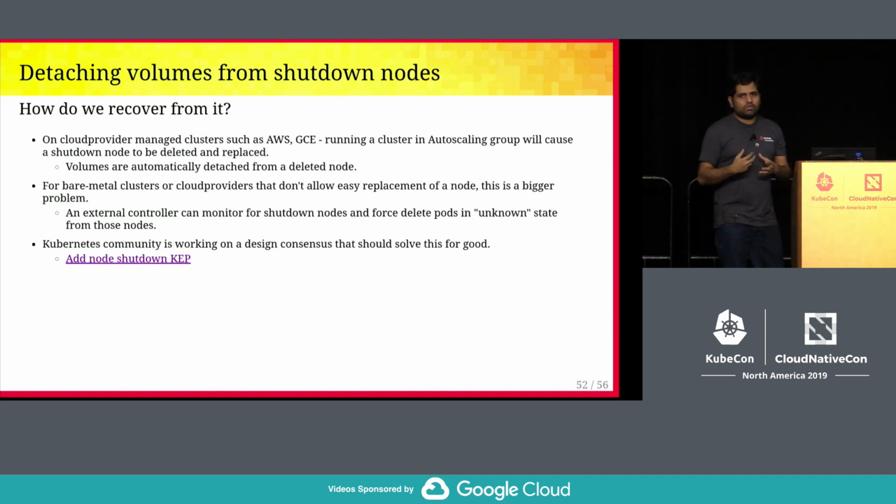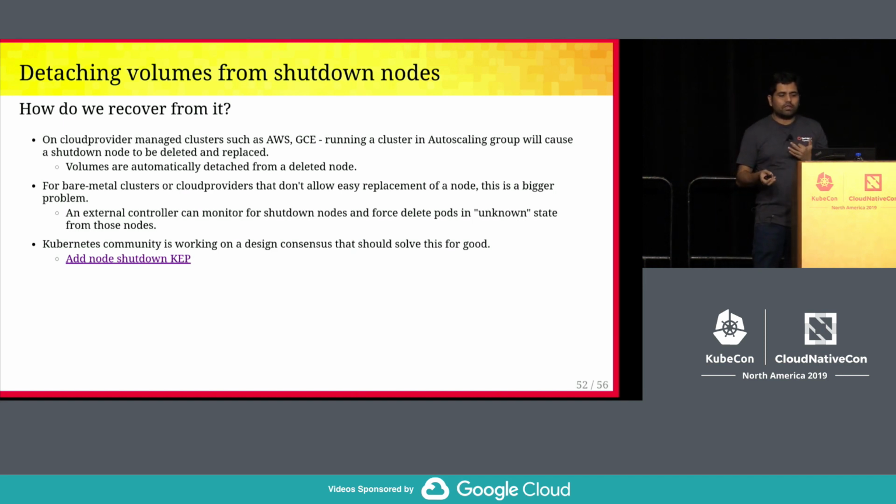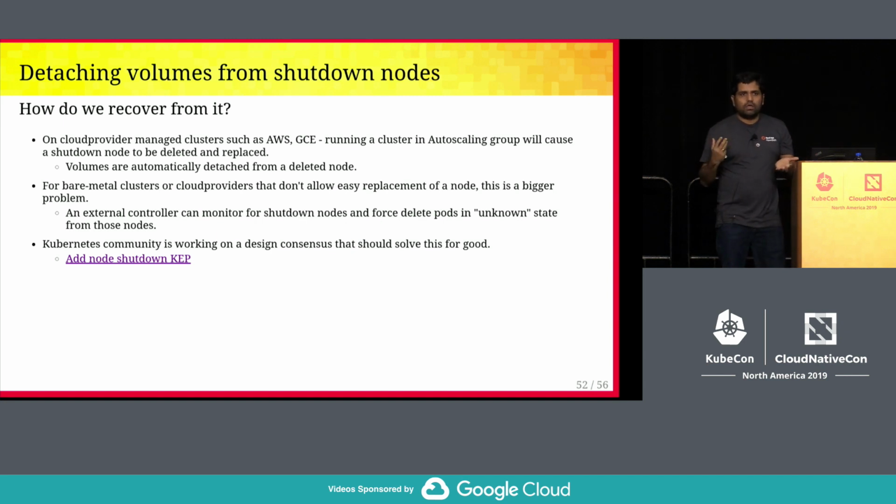So our current solution is to write an external controller that can monitor for shutdown nodes. If you have noticed, the shutdown nodes generally have a shutdown taint, and you could force delete the pods from those nodes. There's a KEP open, and there's still consensus being built on how we solve this problem for good.